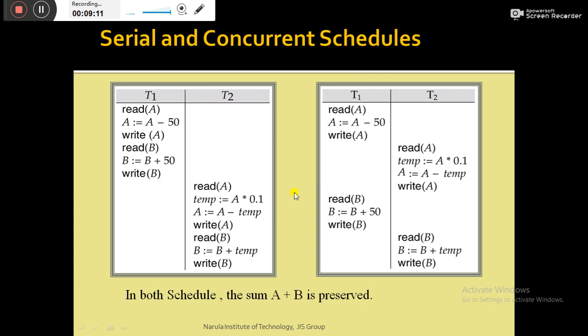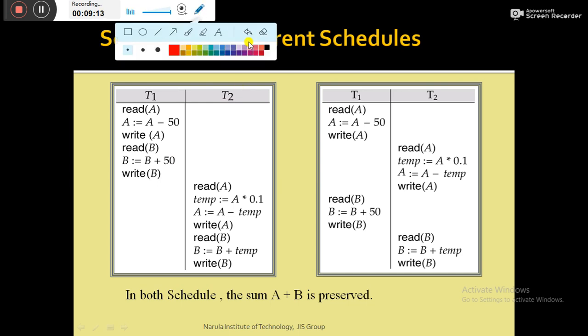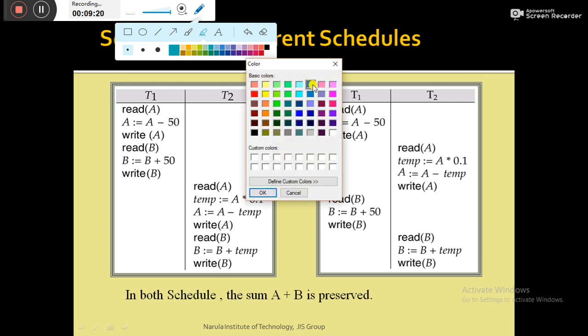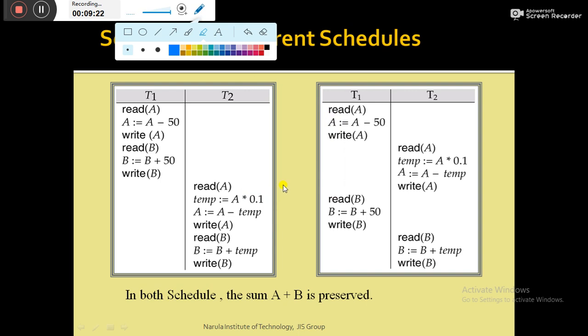And the next question is whether these 2 schedules shown here produce the same database state or not. So the question is whether this schedule and this one are equivalent. Equivalent means whether they will produce the same database state or not. I think this is already done. What we have seen, let me draw it.